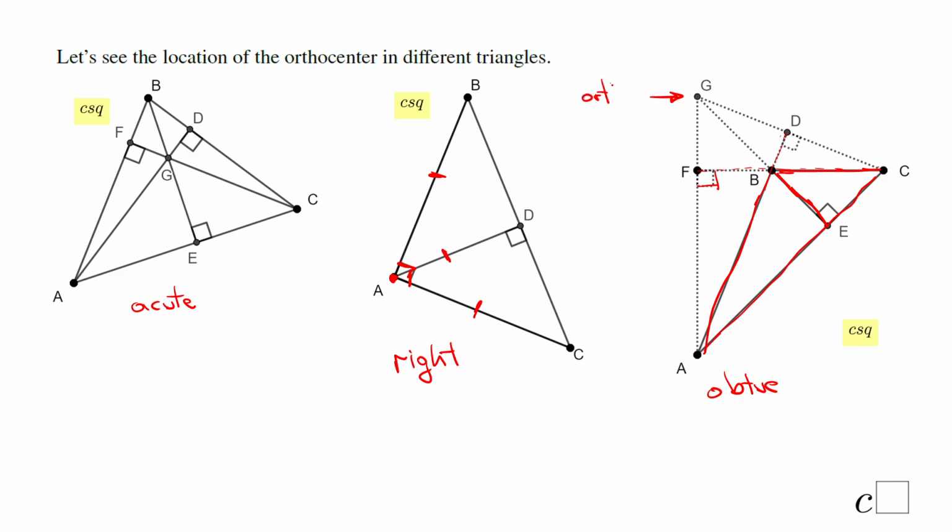So the orthocenter in this case is outside of the triangle because we have what we call an obtuse triangle. Let me be sure we can see that obtuse triangle here. So these are the three cases for the altitudes of a triangle.